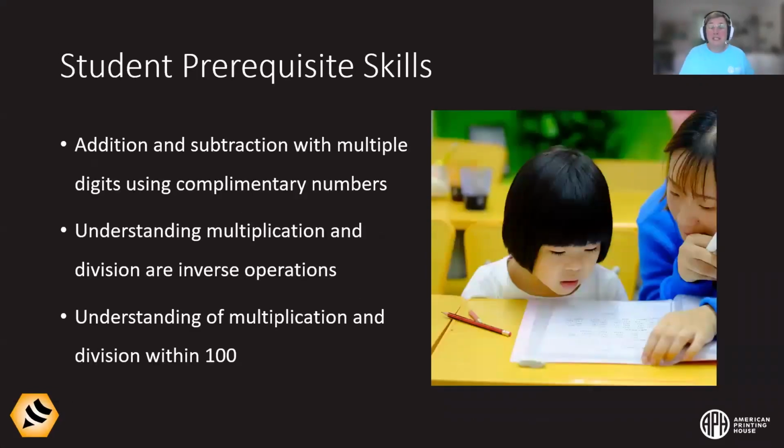This means your students need prerequisite skills too. Your students need to be able to do addition and subtraction with multiple digits using complementary numbers before introducing multiplication on the abacus. They need to understand multiplication and division are inverse operations. And they have to have an understanding and memorization, really, of multiplication and division within 100. Yes, you could use the cheat sheet 9x9s chart to do this, but for speed and fluency, they should have an understanding of those.